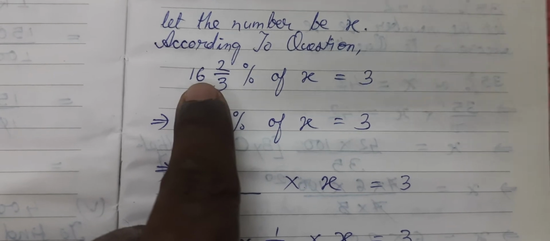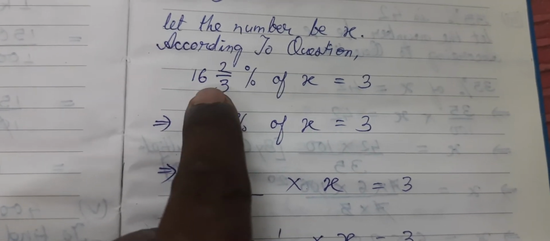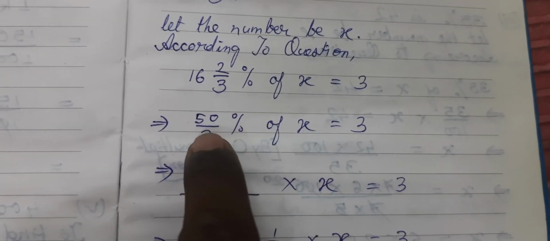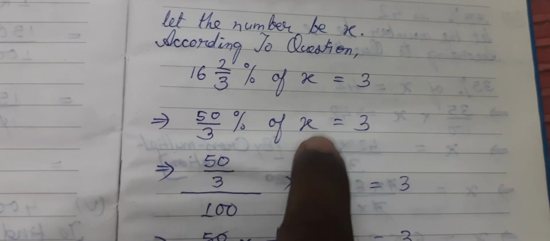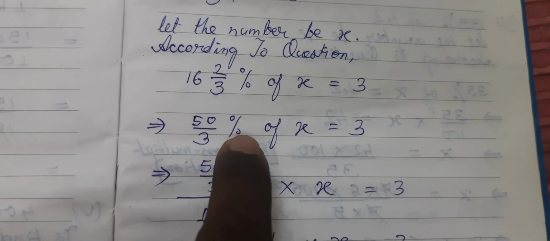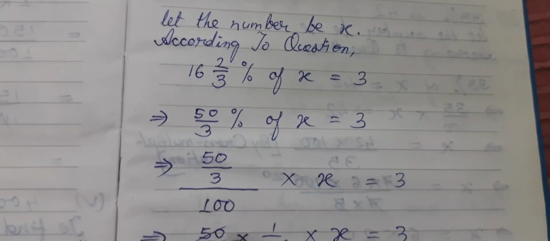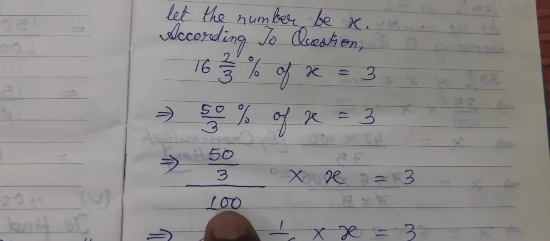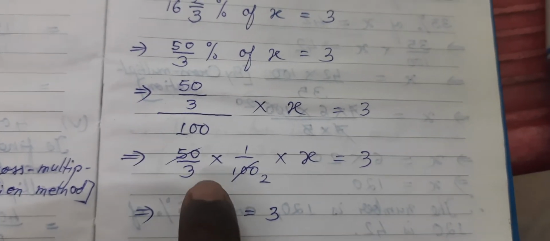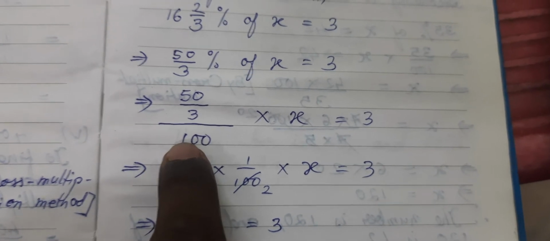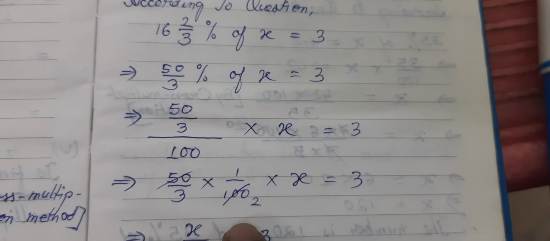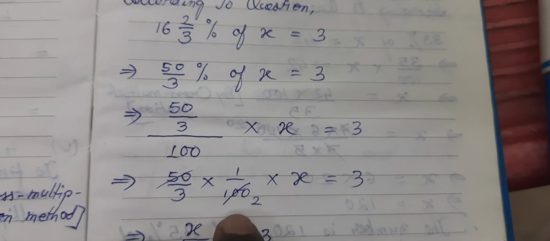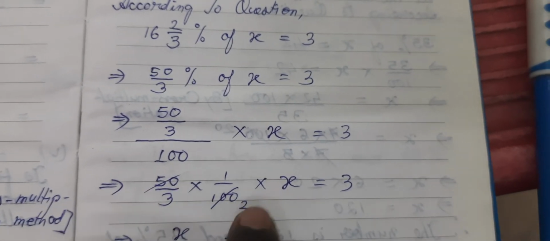First of all, I have converted 16 2/3 from a mixed fraction to an improper fraction. 16 3s are 48 plus 2, 50. 50 by 3% of x is 3. Now I have removed the percentage sign. Here is divided by 100 to remove the percentage sign. So 50 by 3 divided by 100, which means 100 by 1. Division sign changes to multiplication. 100 by 1 becomes 1 by 100. So here's the calculation shown. 50 1s is 50, 50 2s is 100.